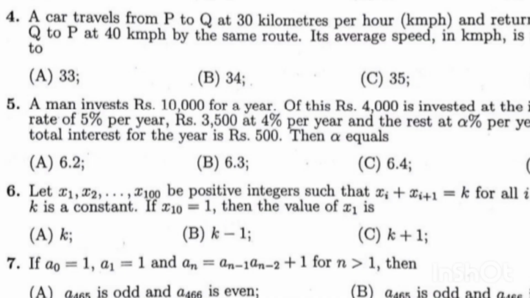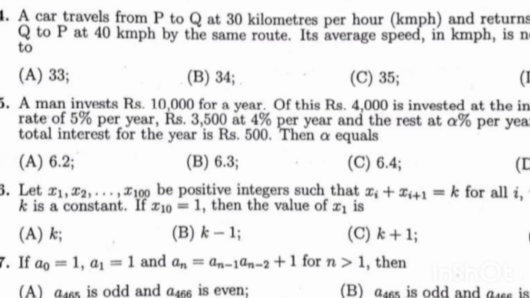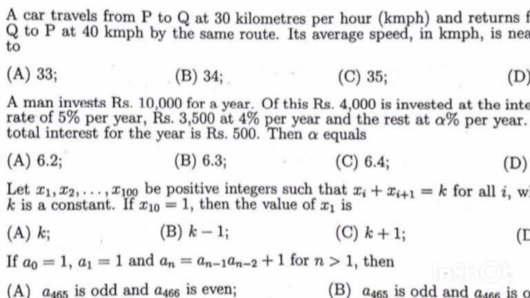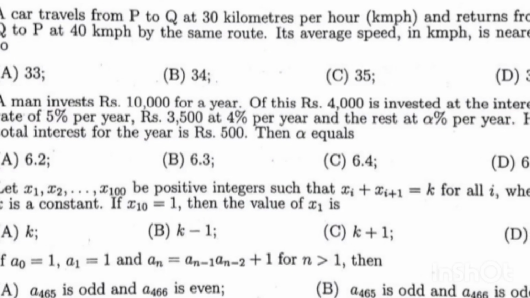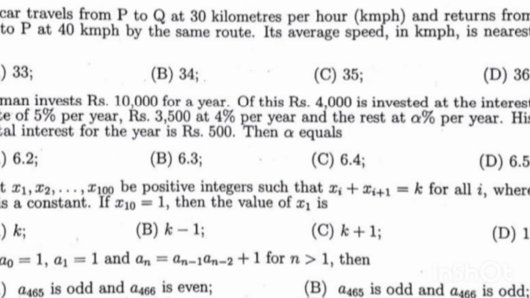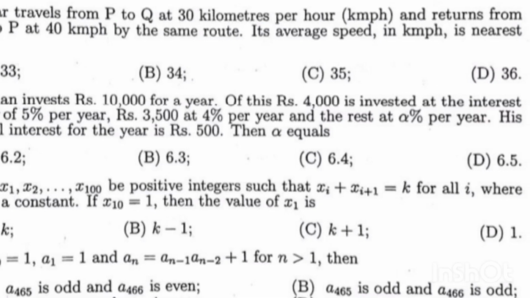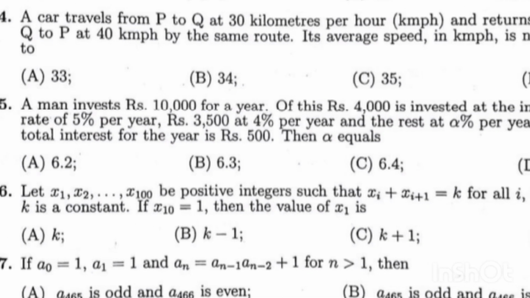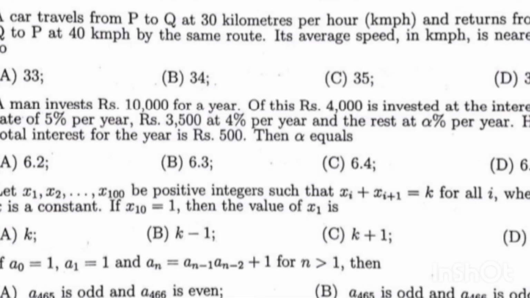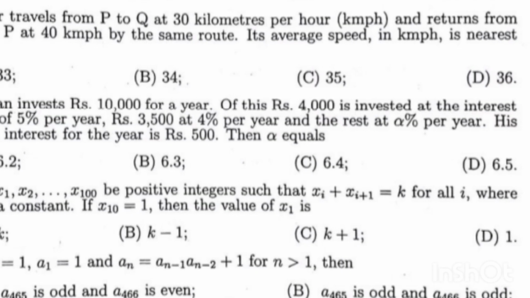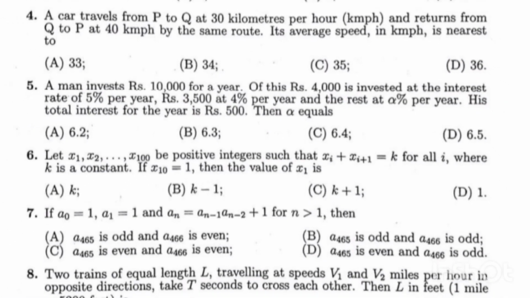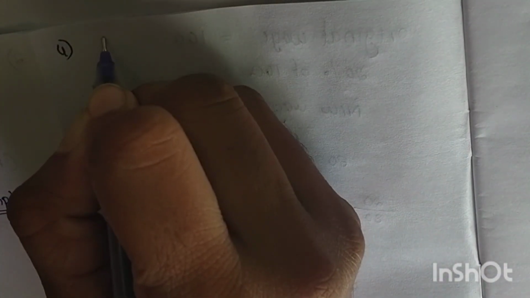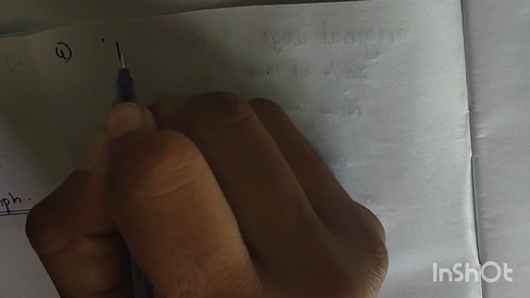The fourth question is almost the same as the third question. A car travels from P to Q at 30 km per hour and returns from Q to P at 40 km per hour by the same route. Its average speed is nearest to what we must find. Here again we have the same distance but different time taken from P to Q and Q to P. So we use the harmonic mean formula to find the average speed.